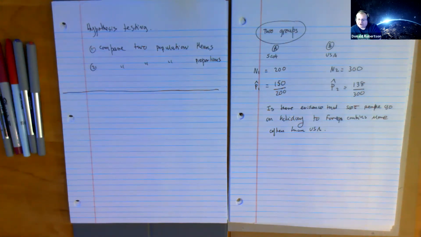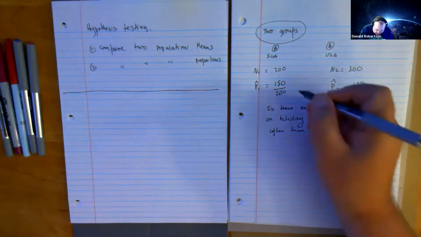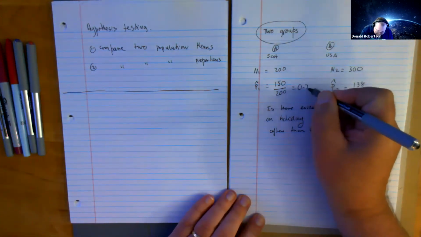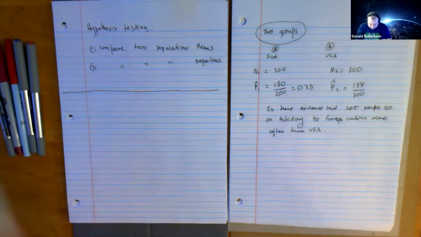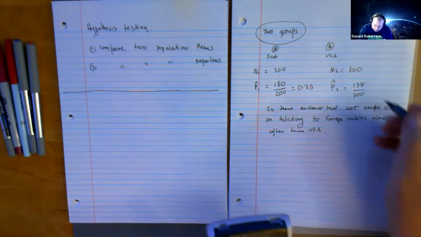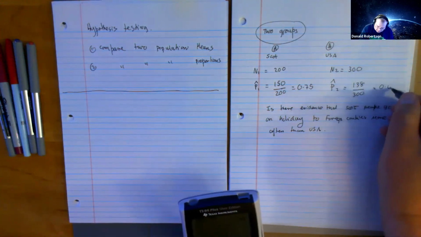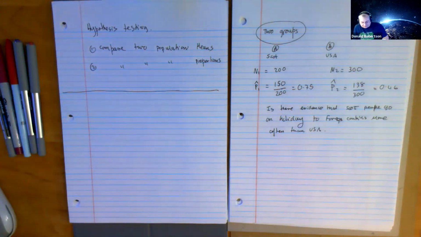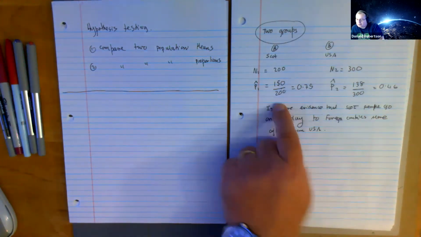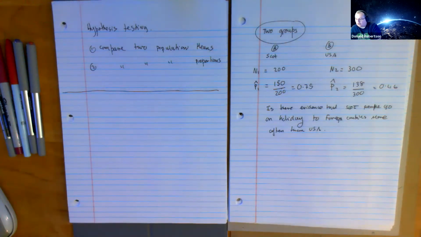So how do we set up a hypothesis test to test this? Well, I'm going to do a quick thing here. 75% of Scottish had said they'd been someplace on holiday, and only 46% of Americans. Superficially, would you agree that is very strong evidence that this is true, that Scottish people go to foreign countries on holiday more than Americans?